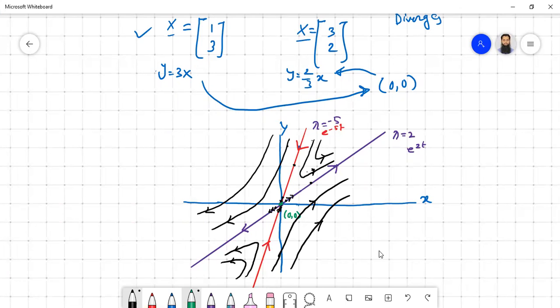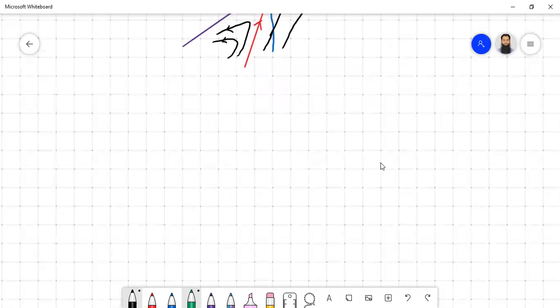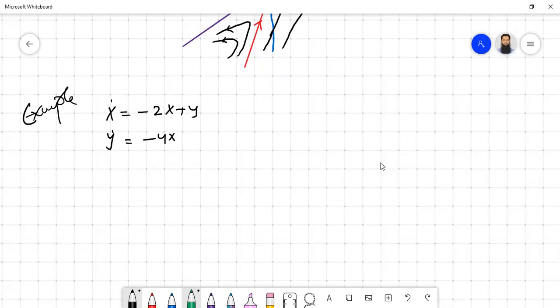So let us, to make things clear, go with another example. We have a system something like this: x dot equal to minus 2x plus y, and y dot equal to minus 4x. So this is what we have. Now, step one, this time we'll try to make it a bit quick. In this particular example, step one is finding the equilibrium point, or basically the critical point.